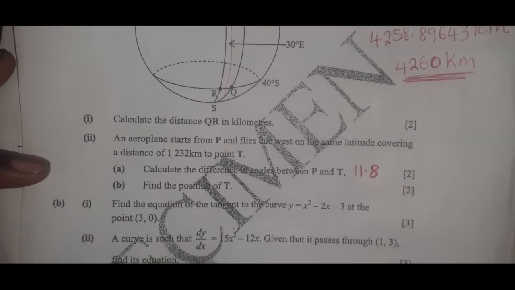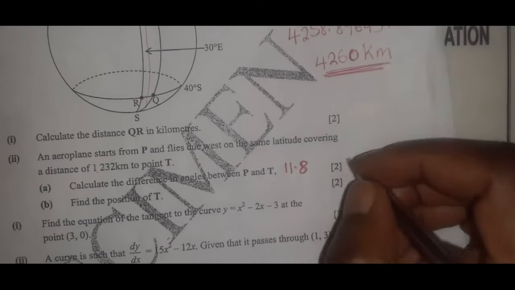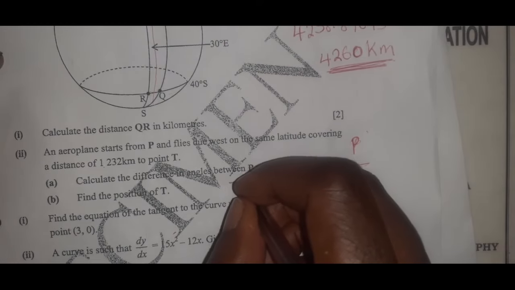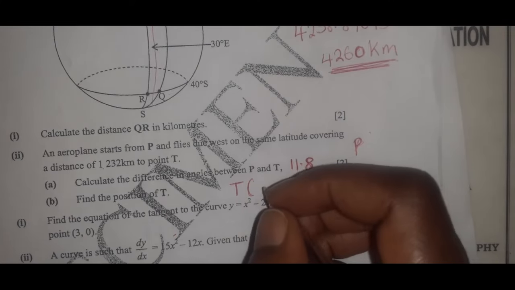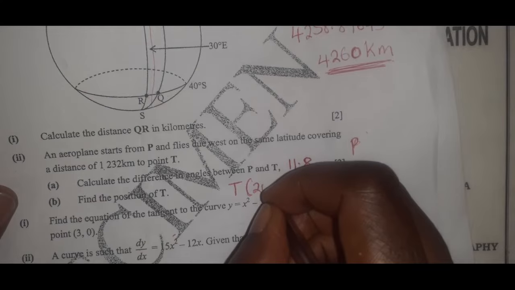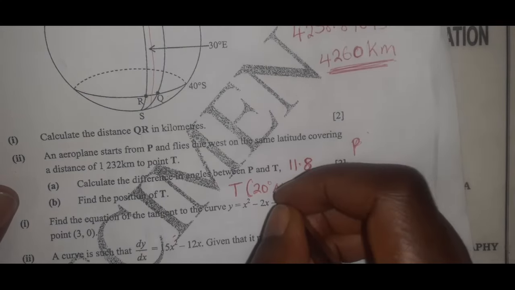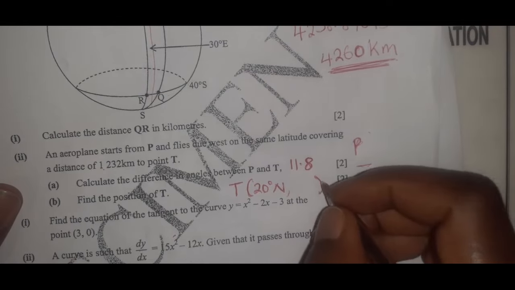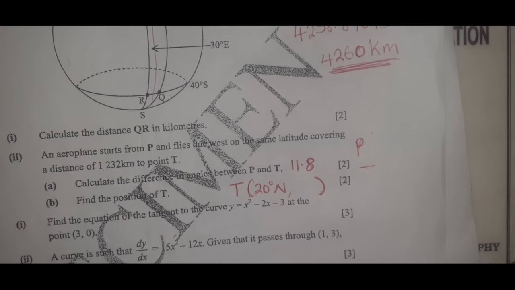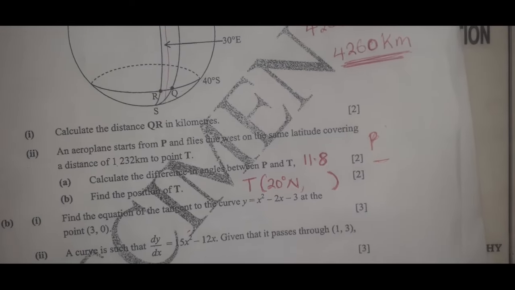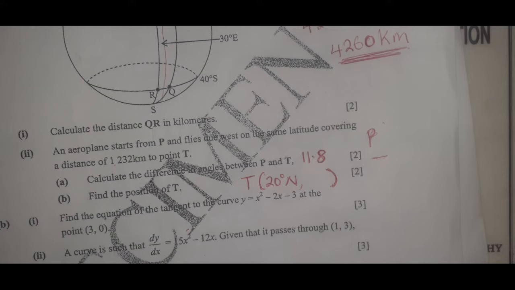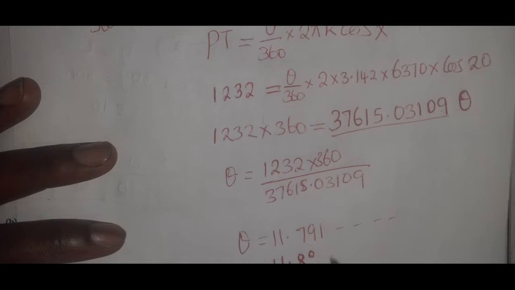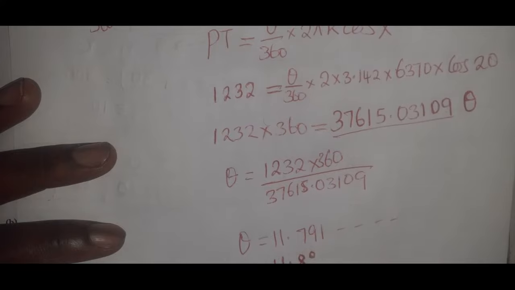So what is the position of T? To state the position of T, I'm sure you still remember, we need the latitude, which is 20 degrees north, and then the longitude. So we need now to find the longitude here. Look at what we have here. This is the difference that we got.